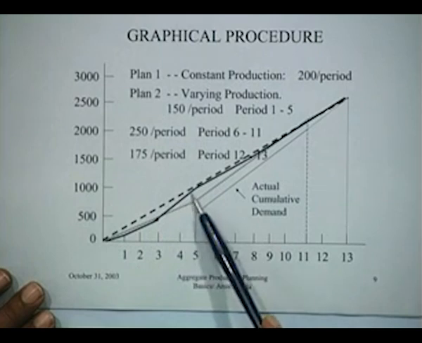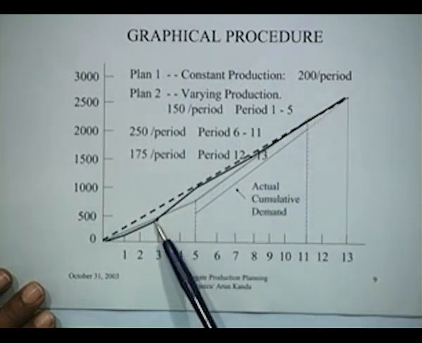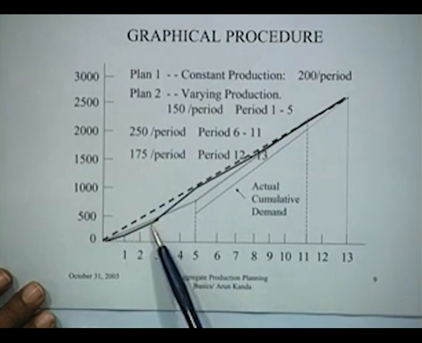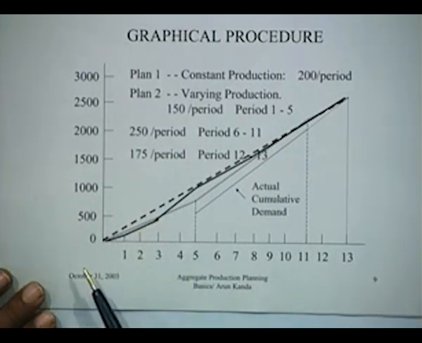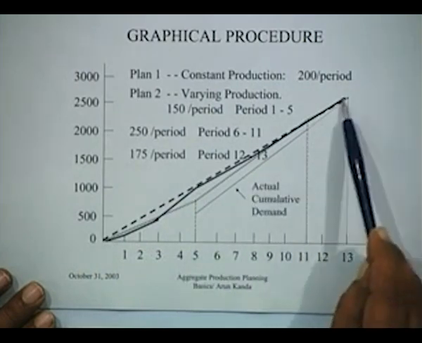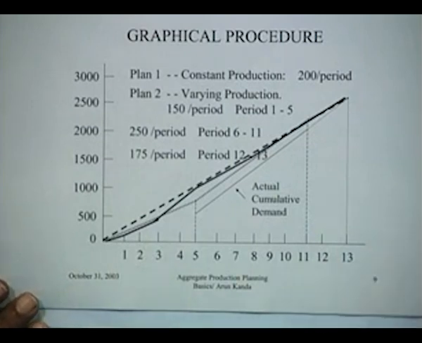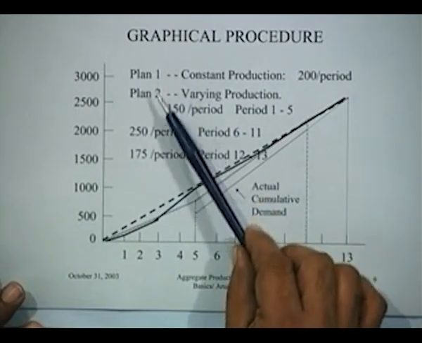So this solid line which you see here is a plot of the actual cumulative demand that we had in the table. So you plot the cumulative demand which is shown here, and you go up to the 13th period and you have this demand. Now let us consider 2 possibilities, we call them plan 1 and plan 2.